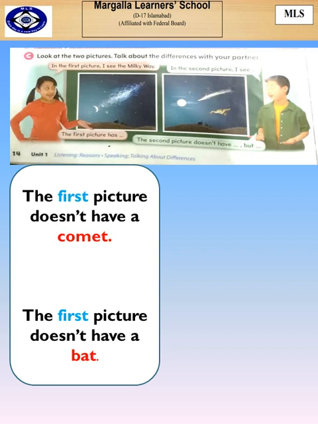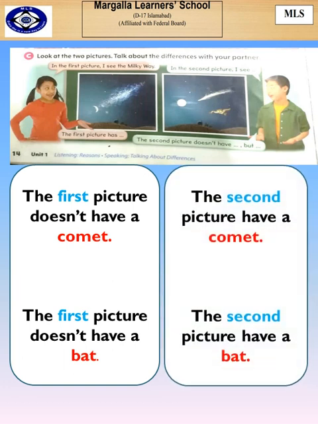The first picture does not have a bat, if you notice. The second picture has a comet. The second picture also has a bat in it. In this way, you are going to write down the differences or talk about these differences with your partner.